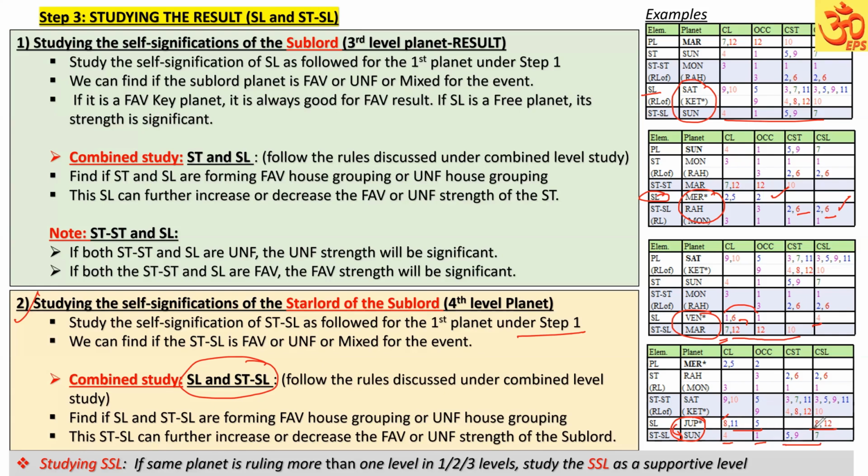So the unfavorable grouping are not further supported by the star-lord of the sublord. In other words, the star-lord of the sublord is having good house grouping, which are all supporting the 11th lord and 5th occupant Jupiter with a favorable grouping. So favorable strength is increased, unfavorable strength is not further increased. So we can find how much the sublord planet strength is increased or decreased by the star-lord of the sublord, whether the sublord strength is further increased or not.